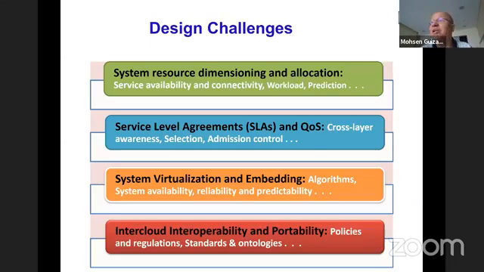System virtualization and embedding: we cannot experiment with this physically. We don't have the resources, so we have to virtualize and embed these systems to design or propose new algorithms, system predictability, intercloud, and interoperability and portability of the system, as I mentioned earlier.